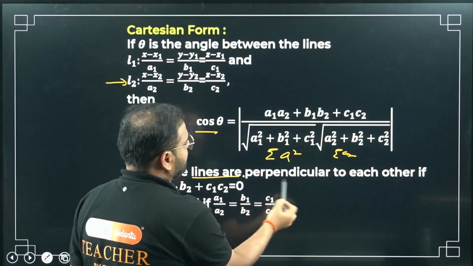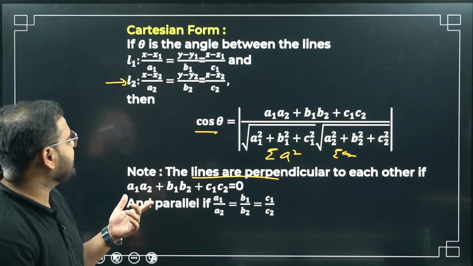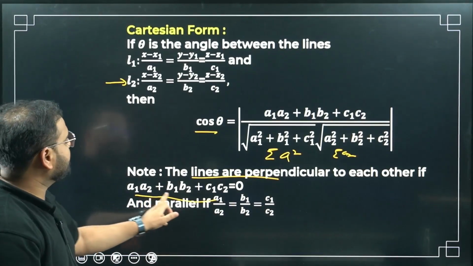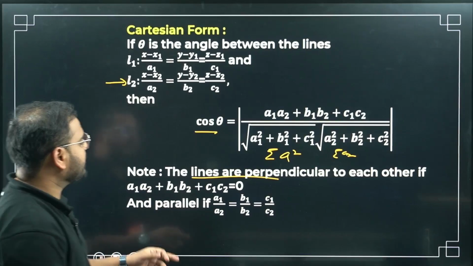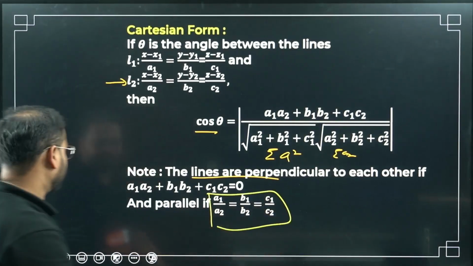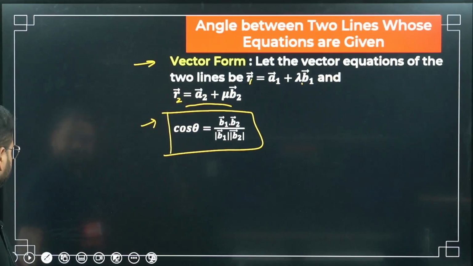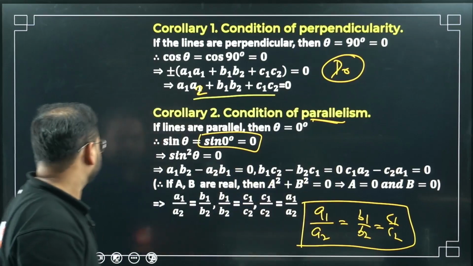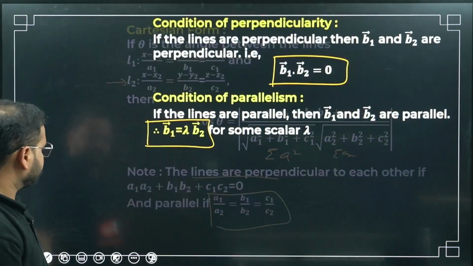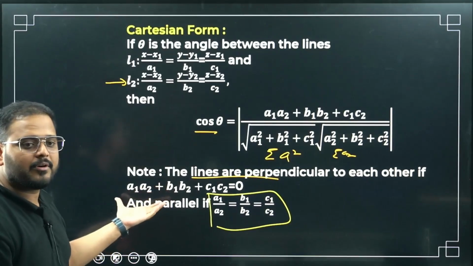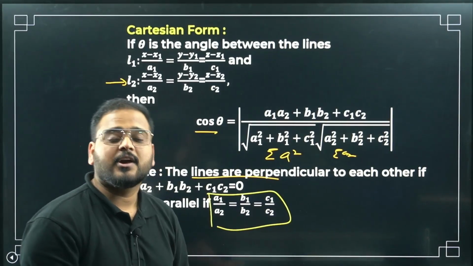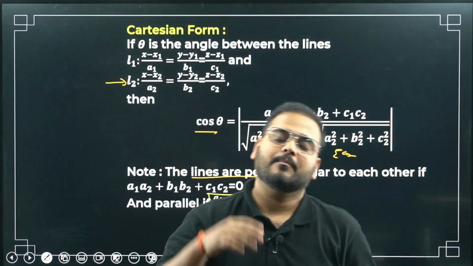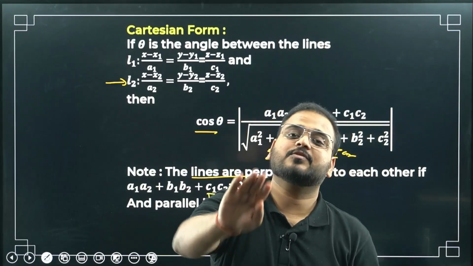For the lines to be perpendicular, perpendicular means cos theta is 90. Check here: a1 a2, b1 b2, and c1 c2 will be equal to what? 0. And for parallel, this we have learnt again. I taught you this. Nothing different. For perpendicular over here; for parallel, the ratio is proportional. Ratio of what? Direction ratios. Ratio of direction ratios of the given lines. I know it sounds confusing, but yes.